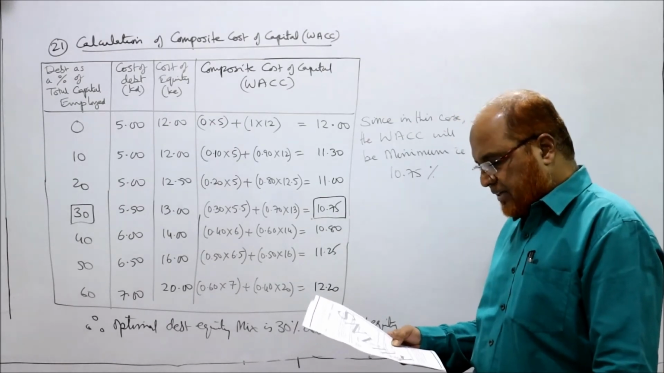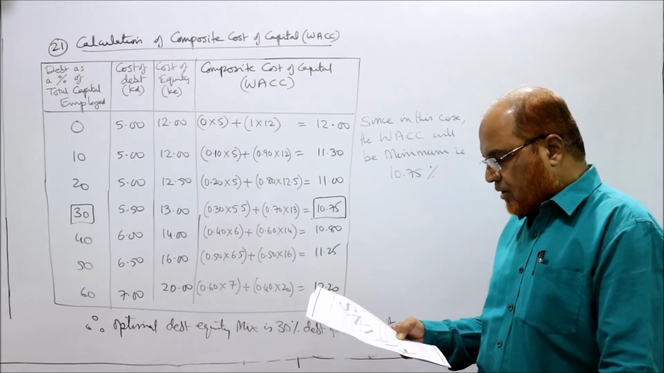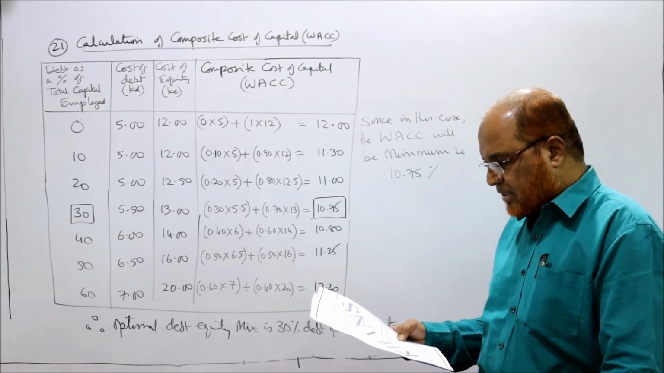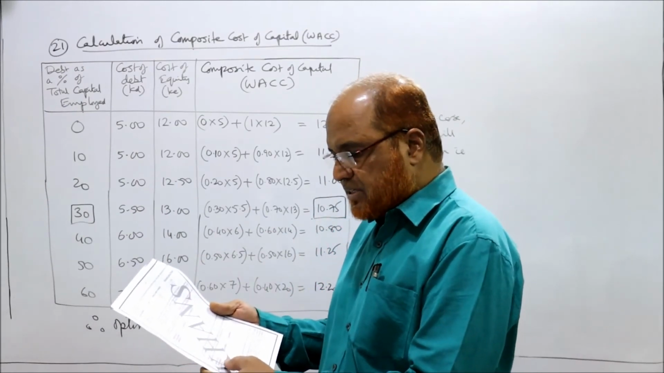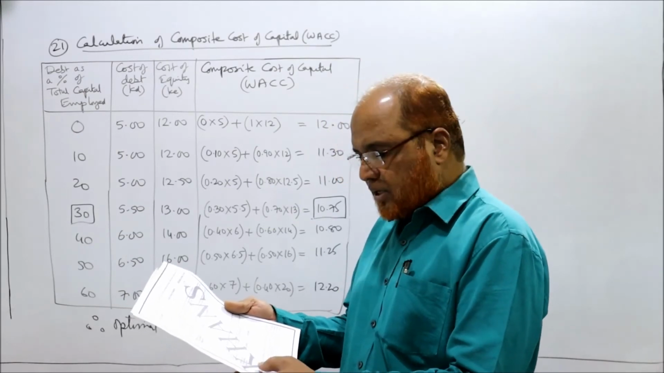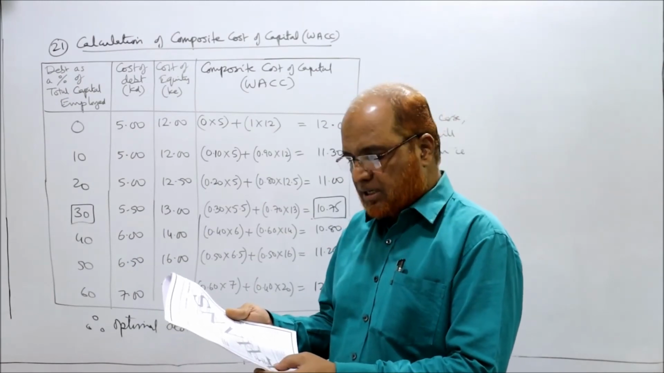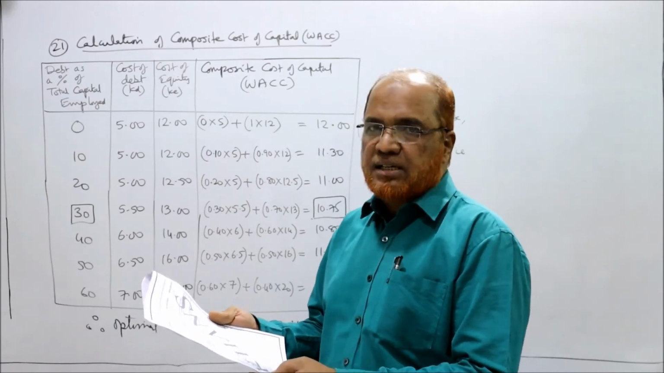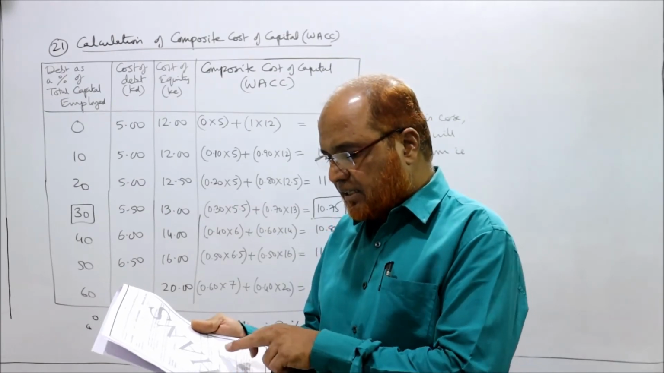The 22nd problem is similar to the 21st one. ABC Limited is planning for the most desirable capital structure. The cost of debt after tax and equity capital at various levels of debt equity mix are estimated below. Exactly similar: just as in the 21st problem, debt as a percentage of total capital employed is given as 0, 20, 40, 50, 60. 0% debt means 100% equity. 20% debt, 80% equity. 40% debt, 60% equity. 50-50. 60% debt, 40% equity. This proportion is given, and KD and KE are given.